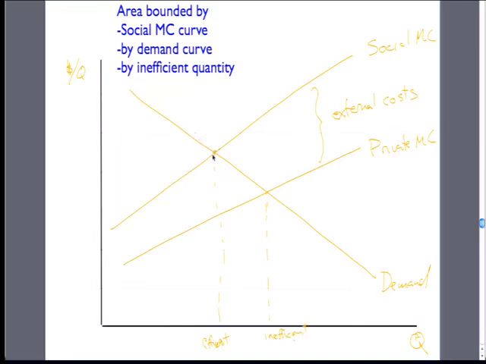Efficient is where social marginal cost crosses demand. Inefficient is the point we're at where we didn't have those externalities taken into account. The deadweight loss goes along social marginal cost, goes along demand, goes along inefficient quantity. So this is our deadweight loss triangle in there.